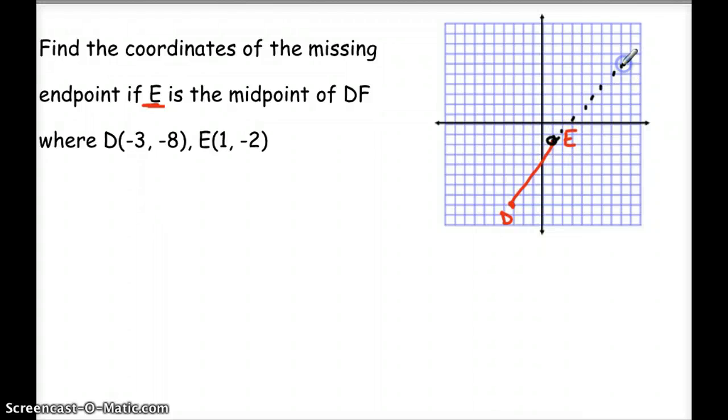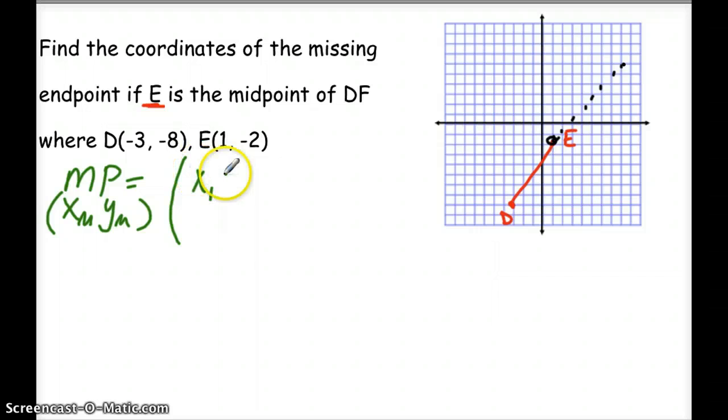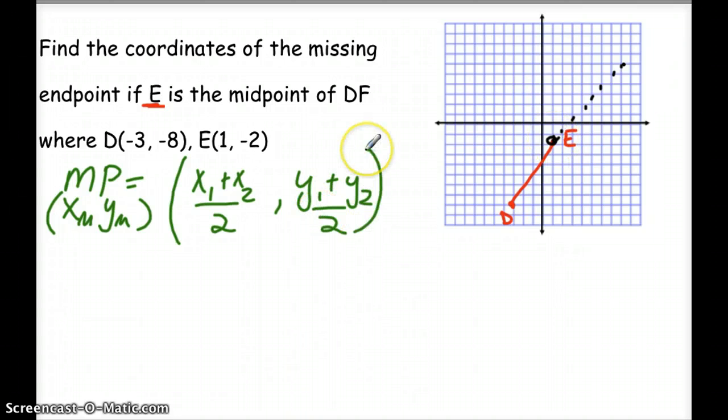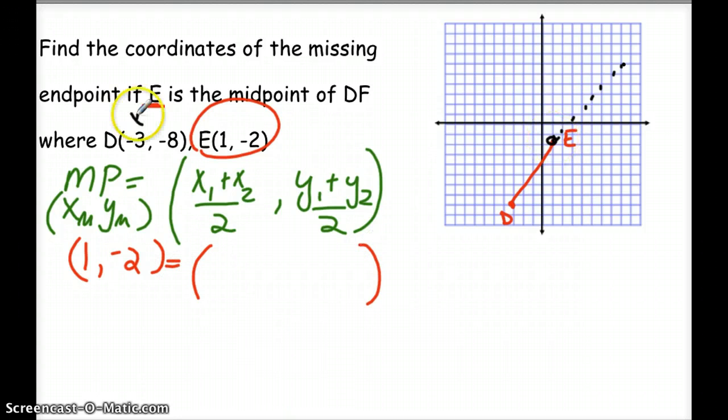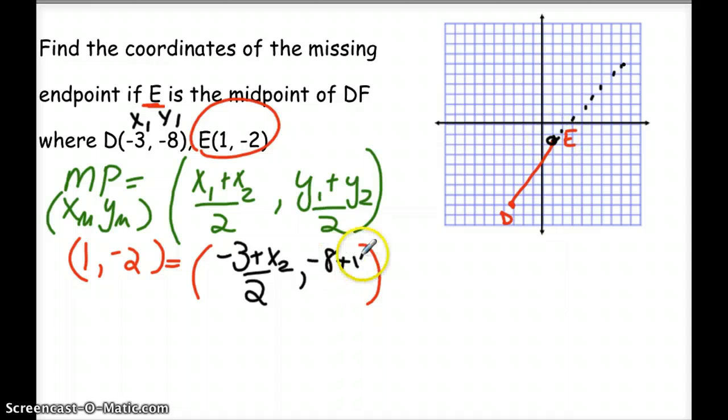Here's what we're going to do. Extend that line. There's a couple of different ways to do this. You could use your midpoint formula again, which is your xm and your ym. For the ordered pair, x midpoint, y part of the midpoint, you take your x1 and your x2 divided by 2, and your y1 and your y2, and divide by 2. You could do it that way. And so if E is the midpoint, you're going to go (1, -2) equals, this is your x1 and this is your y1, so -3 plus x2 divided by 2, and then your y1, 8, plus y2 divided by 2.